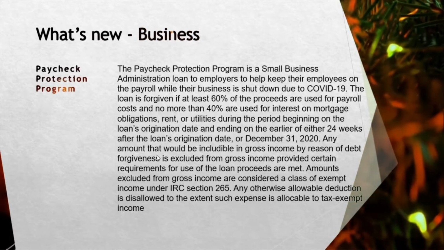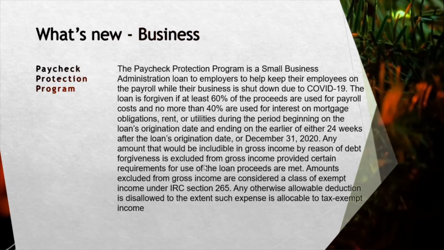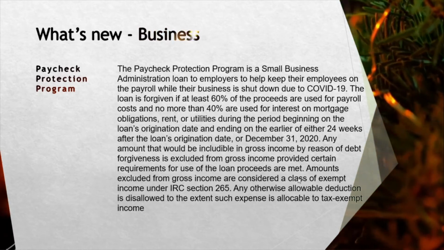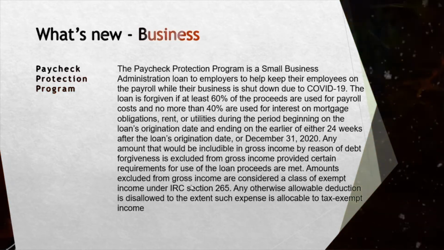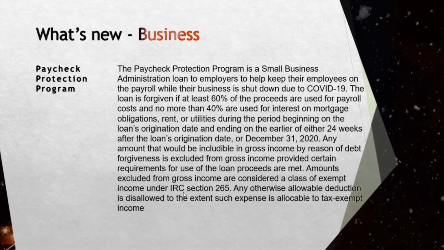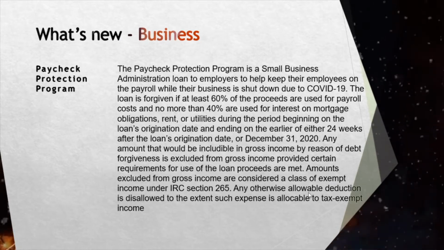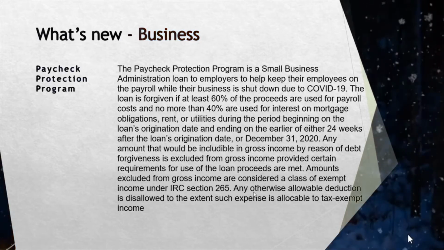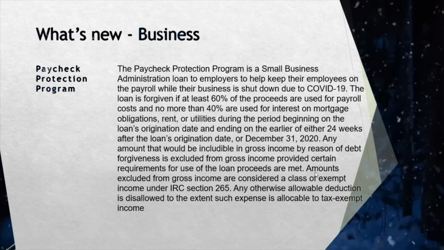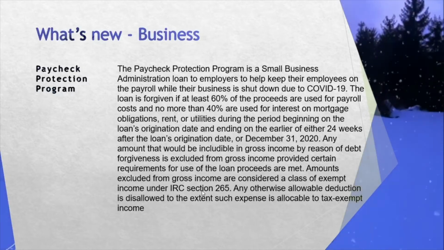Any amount that would be includable in gross income by reason of debt forgiveness is excludable from gross income provided certain requirements for use of the loan proceeds are met. Amounts excluded from the gross income are considered exempt income under IRC section 265. It's still exempt, so it's not taxable. You see, this portion, we still need additional guidelines to this, but it's still exempt.